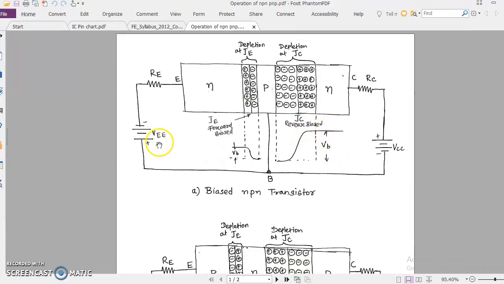So when we apply the voltage across JE and JC, at that time this transistor will work in the active region. When we apply such biasing conditions, in this way the barrier voltage is generated due to the depletion region. But where it is high and where it is low depends on the doping area.